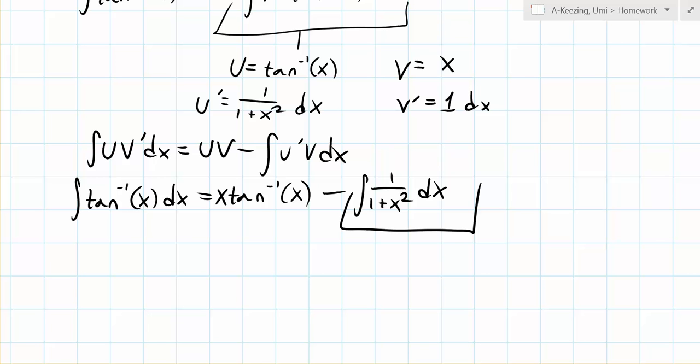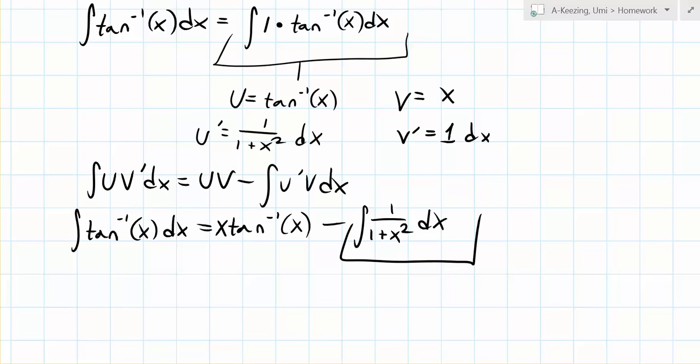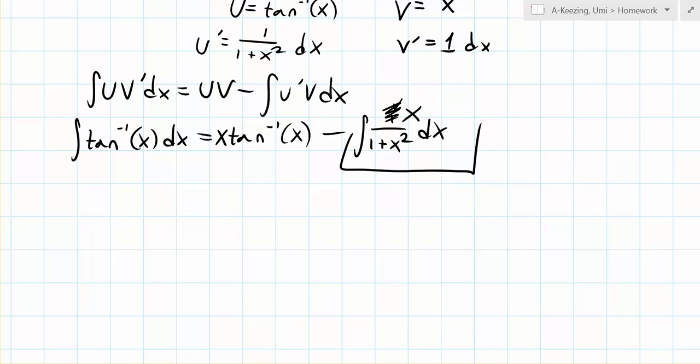Okay, anyways, I forgot to do one thing, which was to multiply u prime by v in this most recent version. So here you can maybe see that this 1 is actually not a 1, it's an x, because that is what v is. V prime is 1. Please don't make this mistake.